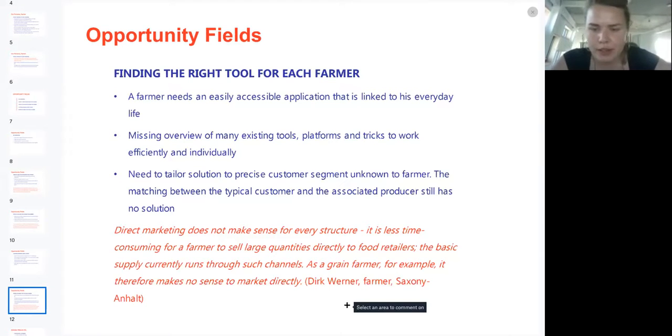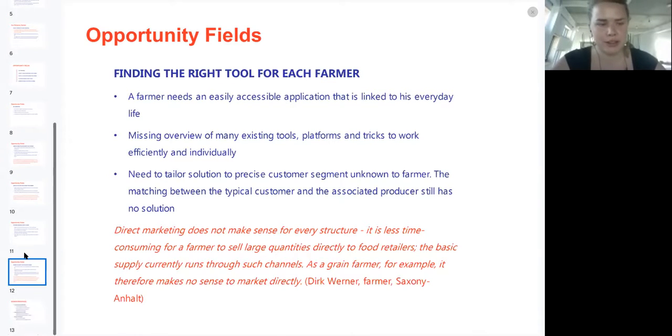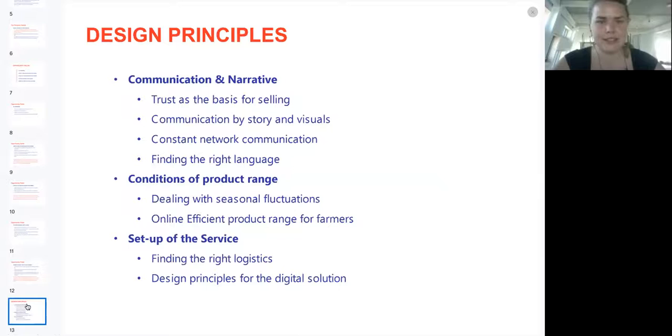And here we added a quote from a farmer from Saxony-Anhalt who says direct marketing doesn't make sense for every structure. For example, as a grain farmer, he says it doesn't make sense to market directly. This is just to strengthen the point that every farmer is different and needs his own personal solution for direct marketing. So much for the opportunity fields.